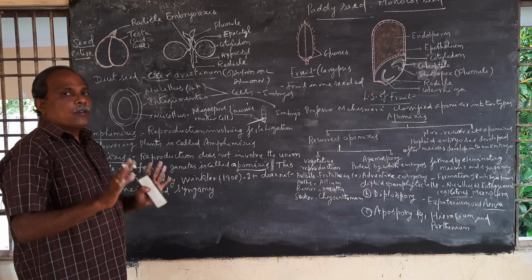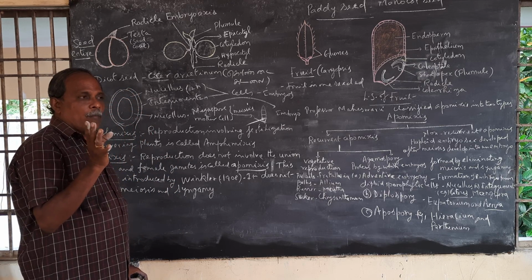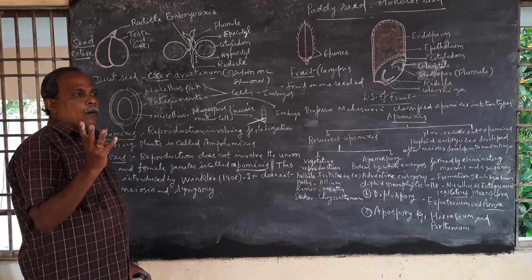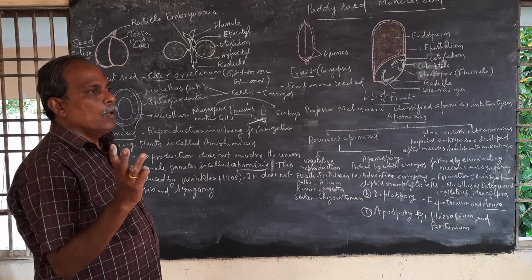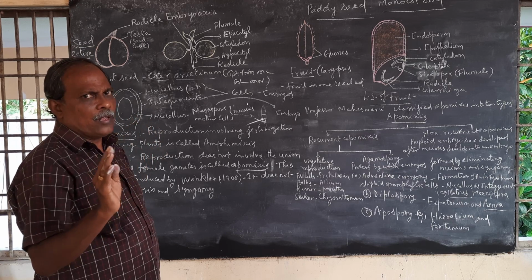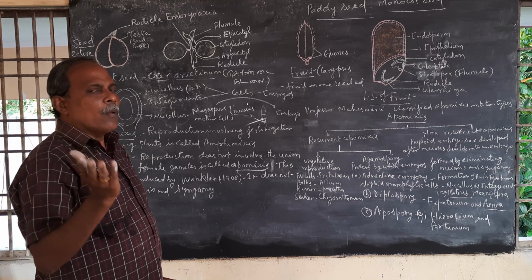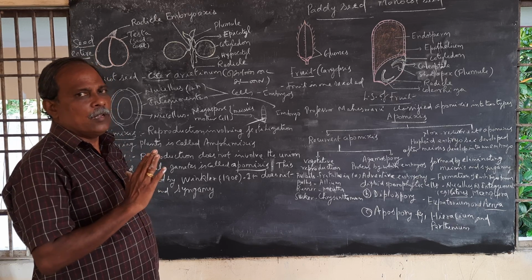Okay, I just completed everything. Only 2 subdivisions are there: parthenocarpy and polyembryony. Only 2 sub-lessons are there. Tomorrow I will be completing everything. Then Monday, get ready for the test. I will be giving you a test. You prepare all that. Okay.